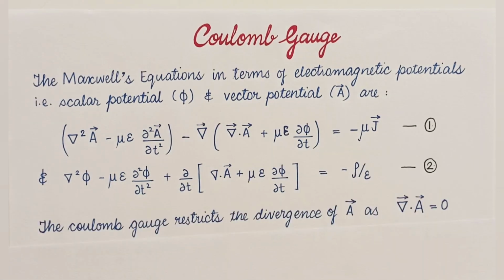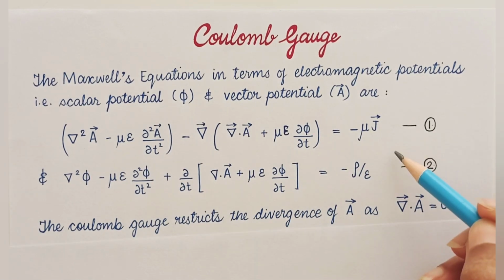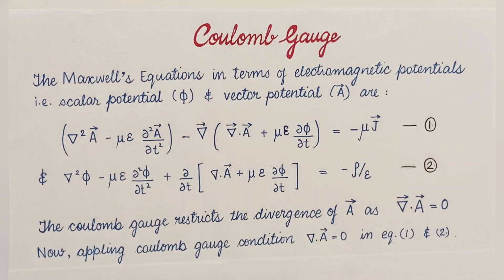Now moving to the Coulomb gauge. Coulomb gauge restricts the divergence of the A, which is written as del dot A is equal to 0. So this is the Coulomb gauge condition. Now what are we going to do? We are going to use this condition of the Coulomb gauge in these two Maxwell's equations. So applying the Coulomb gauge condition, del dot A is equal to 0, in equation 1 and in equation 2.